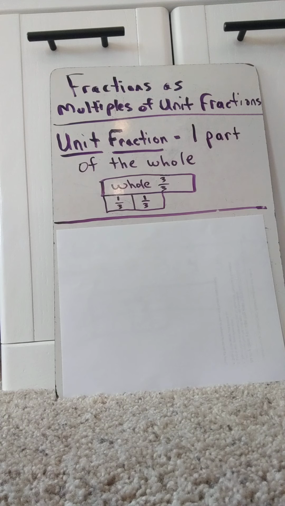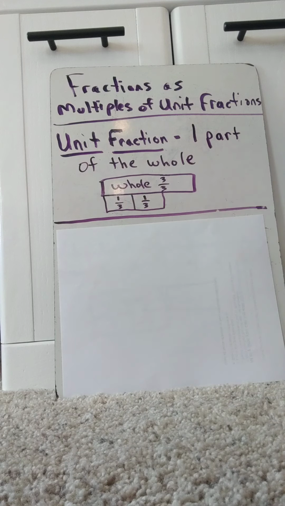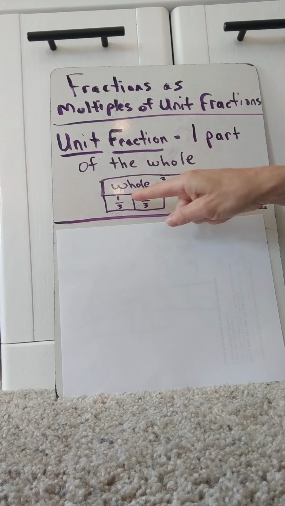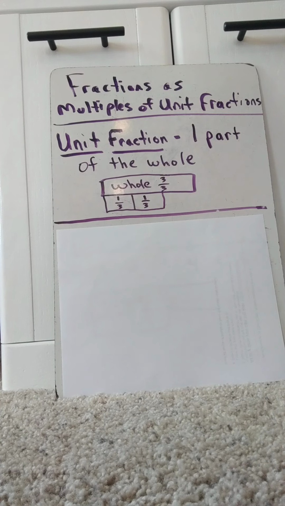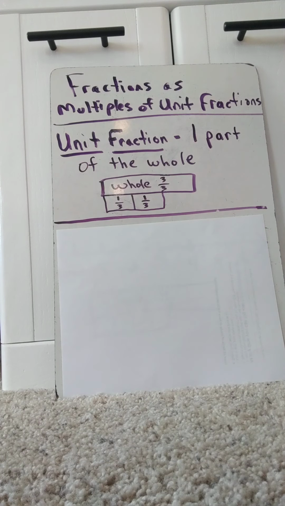The first thing I want to go over is, what is a unit fraction? A unit fraction is simply one part of the whole. If this is my whole, divided into thirds, then 1/3 is just one part of that whole entire thing. So 1/3 is my unit fraction. Here I have two 1/3s, and each one of them is a unit fraction.